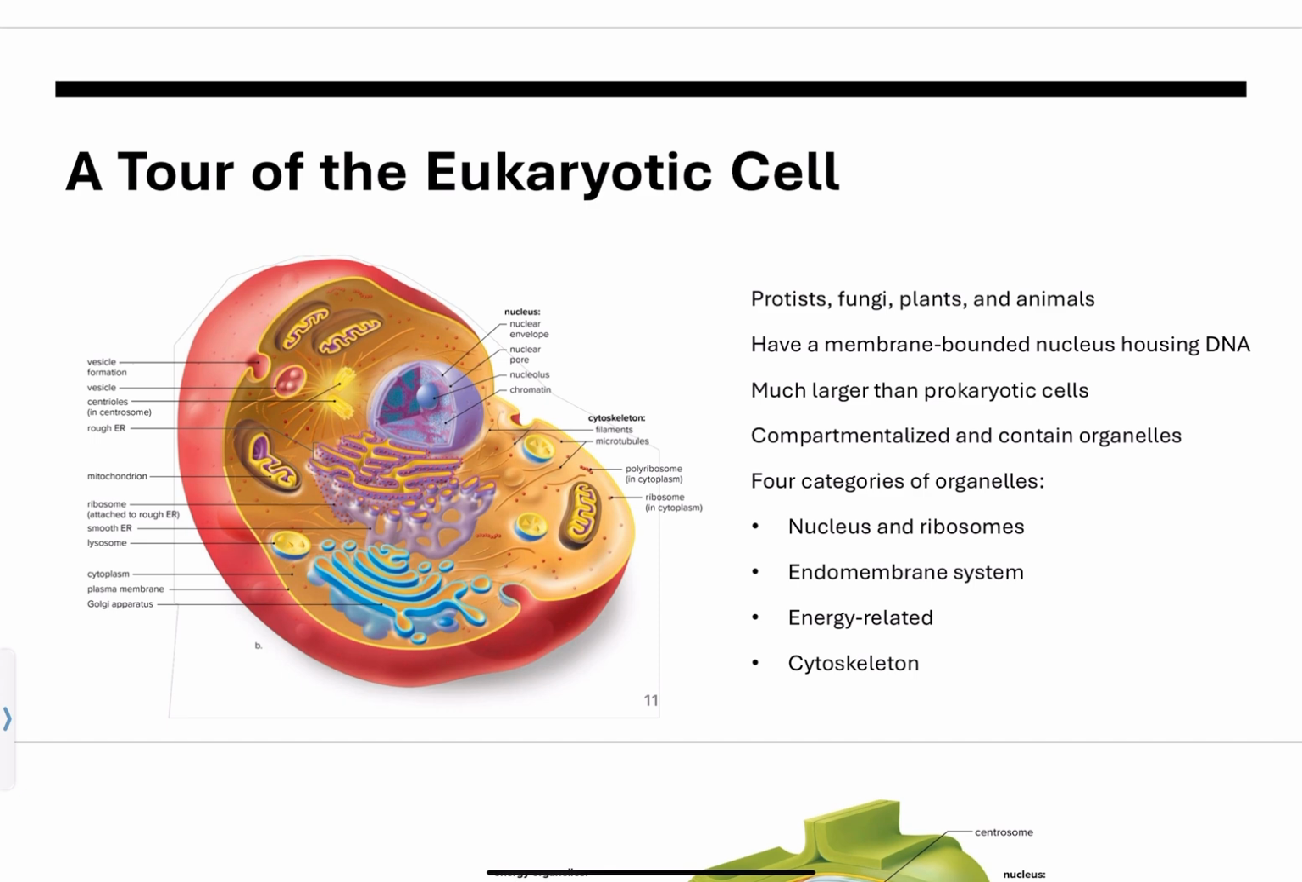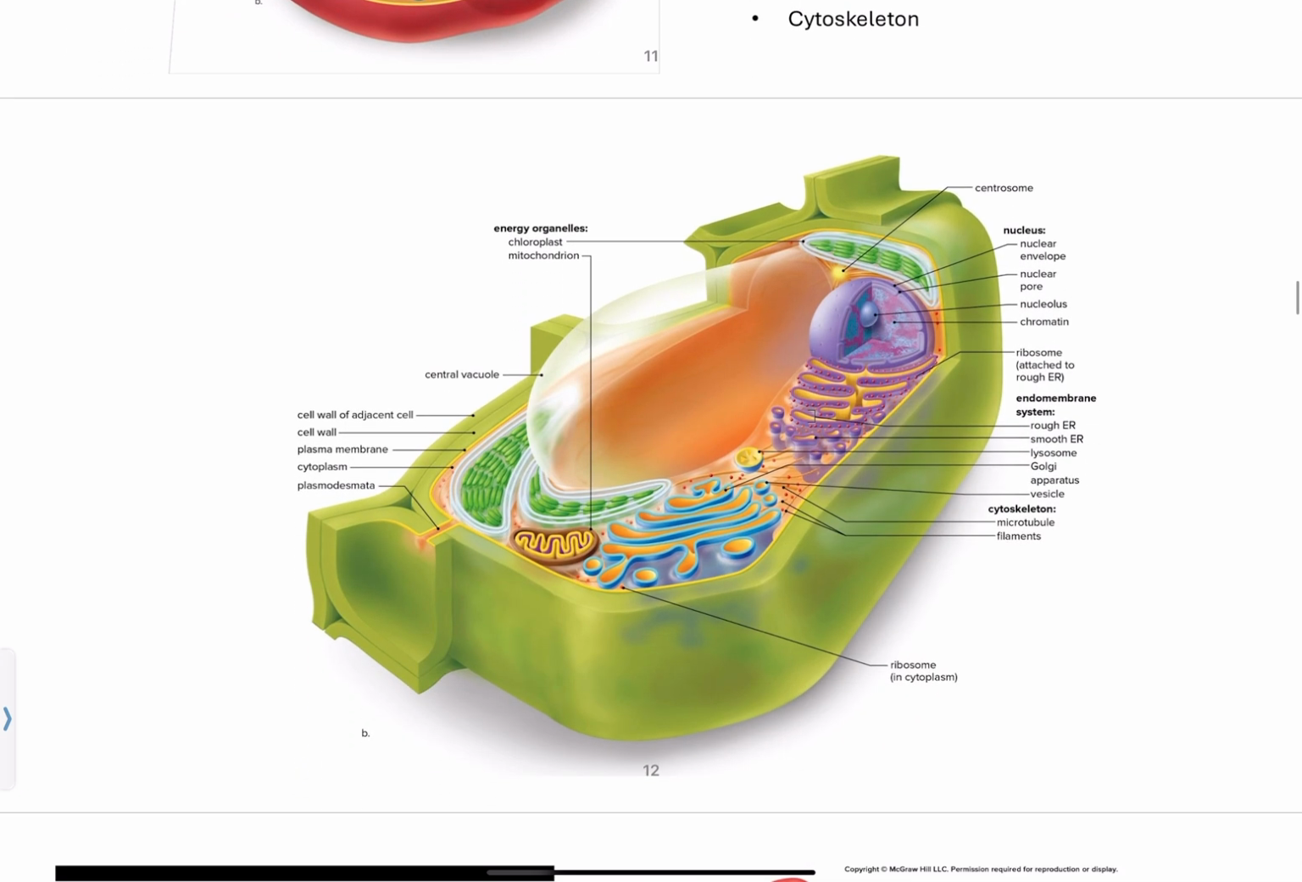We have energy-related organelles like our mitochondria and our chloroplast if we're talking about plant cells. And we also have a cytoskeleton, which is really just an internal framework or the skeleton of a cell that helps keep everything organized. It's also going to help with cell movement and during division. And this is showing you just a plant eukaryotic cell.